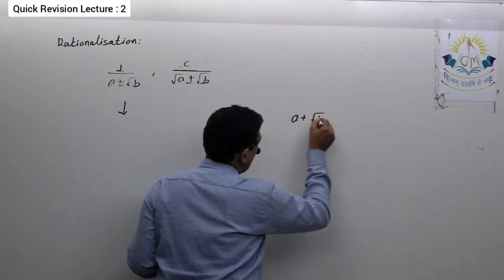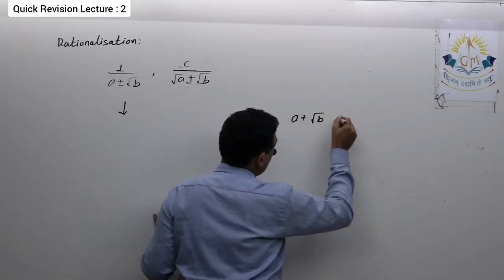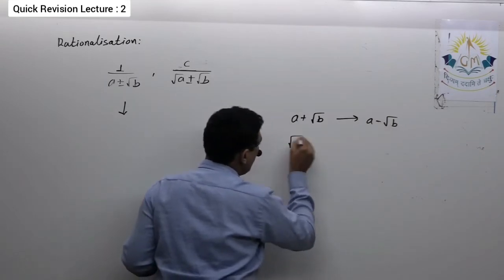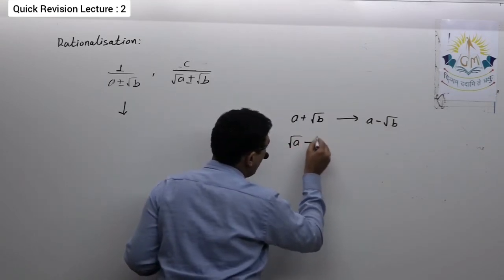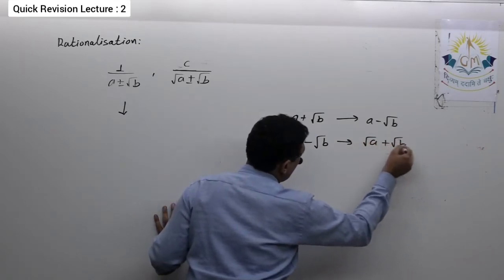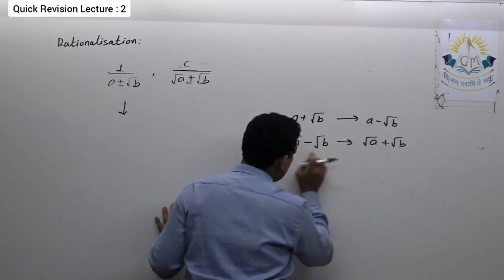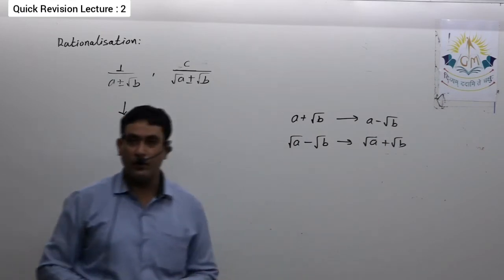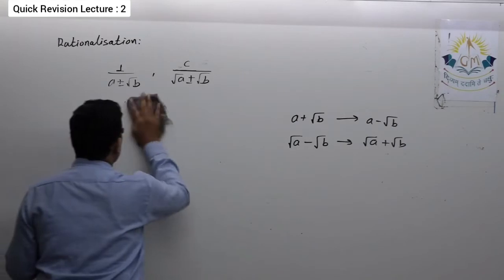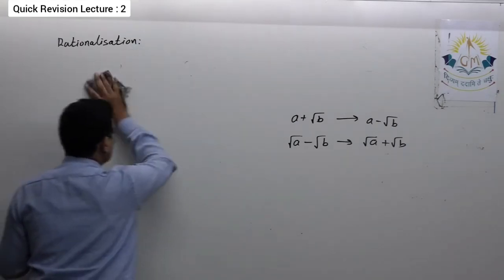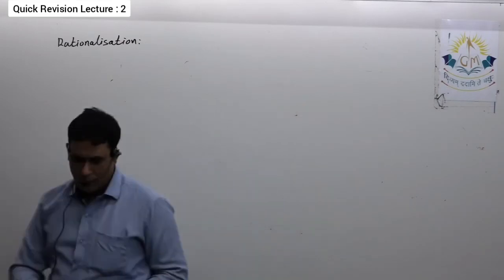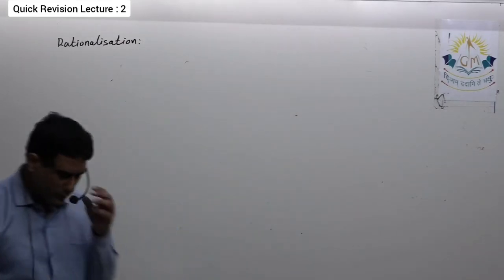If the denominator is a plus root b, then its conjugate is a minus root b. If the denominator is root a minus root b, then its conjugate is root a plus root b. That means simply by changing the middle sign, we get the conjugate of the given binomial. So rationalization means to rationalize the denominator. Now we'll see some questions related to this.